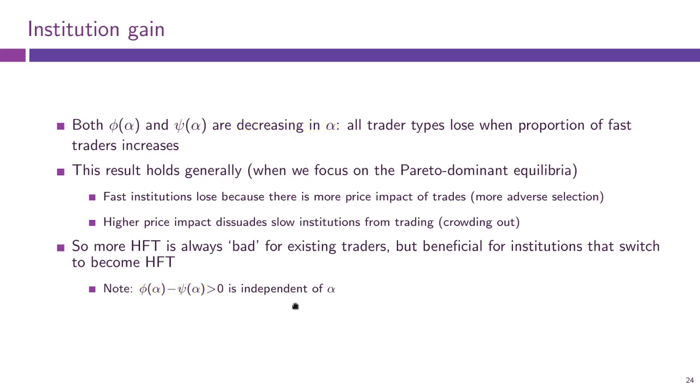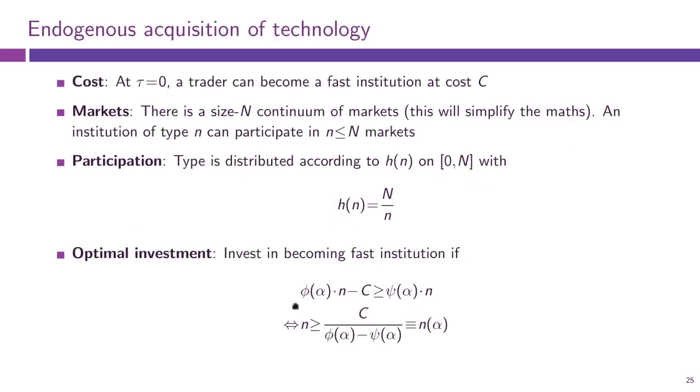And I guess the authors were not satisfied with this dichotomy. So they built an extension on top of the model to generate some kind of interior solution. In particular, they say that there are a lot of different markets to trade in, not just one. There is a continuum of markets, and the size of this continuum is N. Meaning you can think of there being an interval from 0 to N, and any real number in this interval denotes a market.